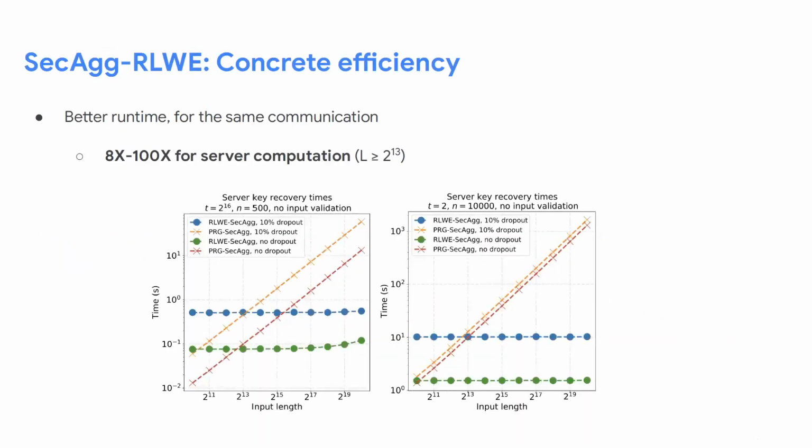All right, so this was the first result. Essentially what we are telling you is that you shouldn't use the PRG construction. You should use RLWE to mask your input, and this is optimal for your computation, and you get almost no penalty in the communication. So now let me move to input validation.